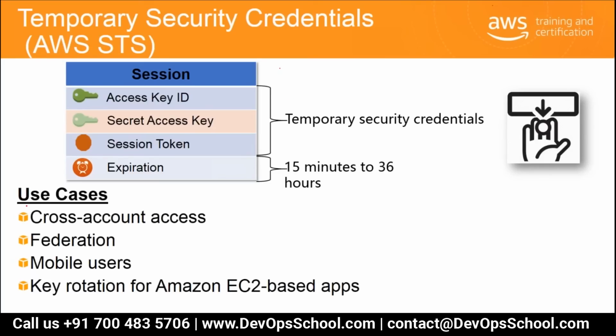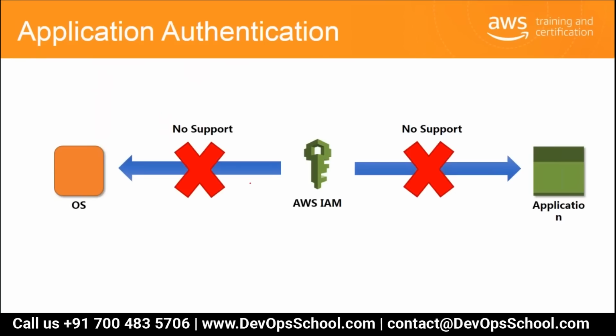So what are the use cases? Common use cases are cross account access. If you want to give access to federated users, you can use this. Mobile users can use it, or if you want to enable something like key rotation for EC2 based apps, you can give this access using STS. So how does STS work? So this is how STS is useful.